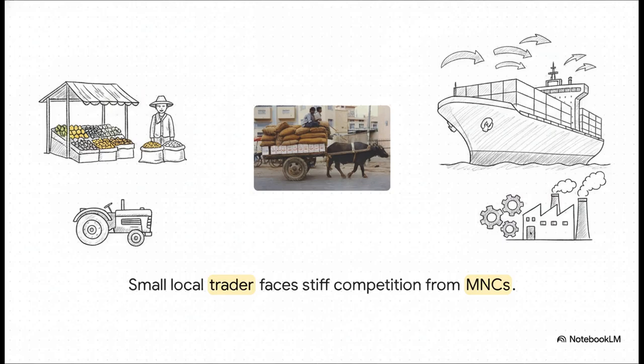Just imagine a small local trader transporting goods on a bullock cart. They face a pretty stark reality when they are suddenly pitted against the massive, highly optimized cargo ships of the global MNCs. Small local producers, local farmers, and local traders often face just overwhelming, impossibly stiff competition when these global giants enter their local market. They simply don't have the wealth, the scale, or the tech to compete on the exact same playing field.